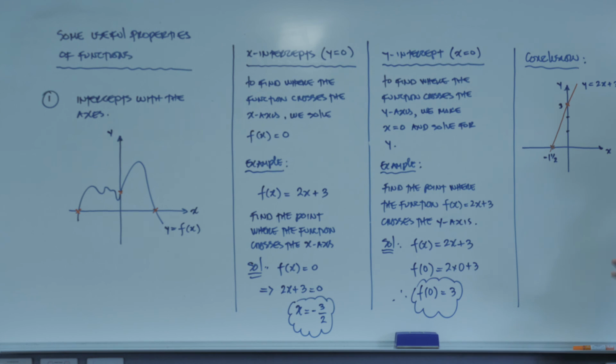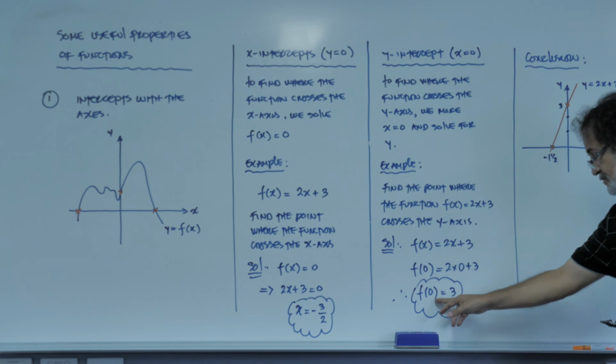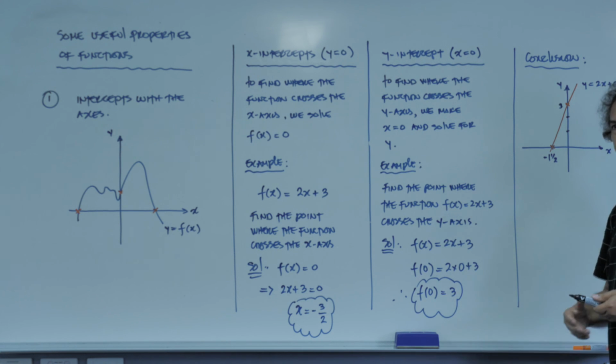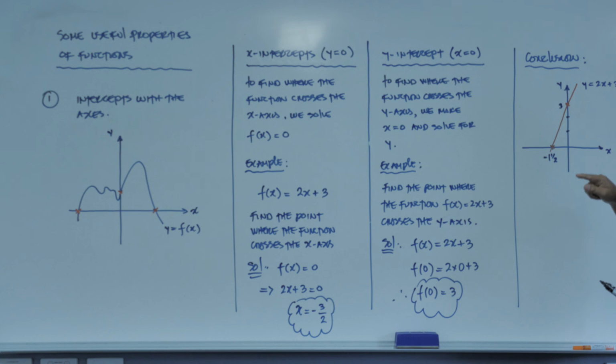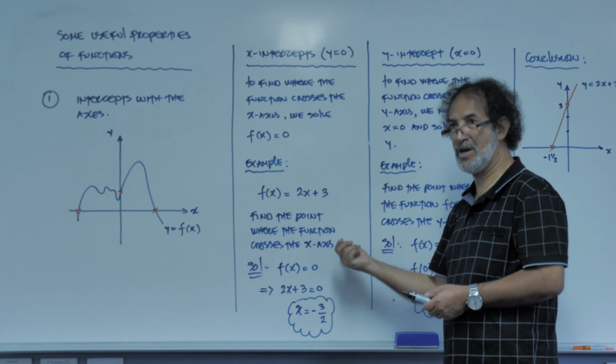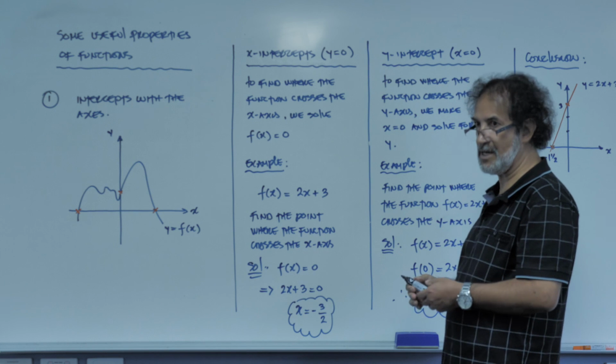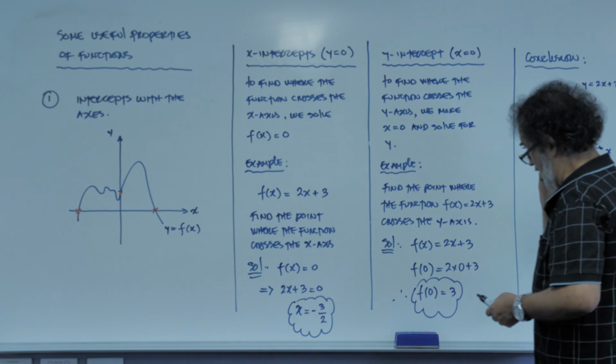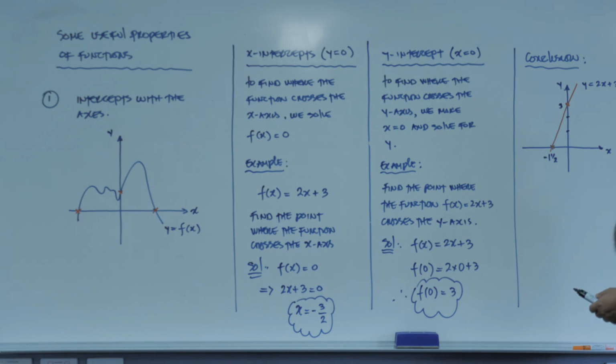All right? Yes? Isn't it the case that at the start, when you just have f of x equals 2x plus 3, you already know the y-intercept because it's plus 3? Yeah. When you have a linear function like this, the constant is telling you where the function cuts the y-axis. Yeah, that is correct. The constant always shows you that. Okay, but this is what we've done.